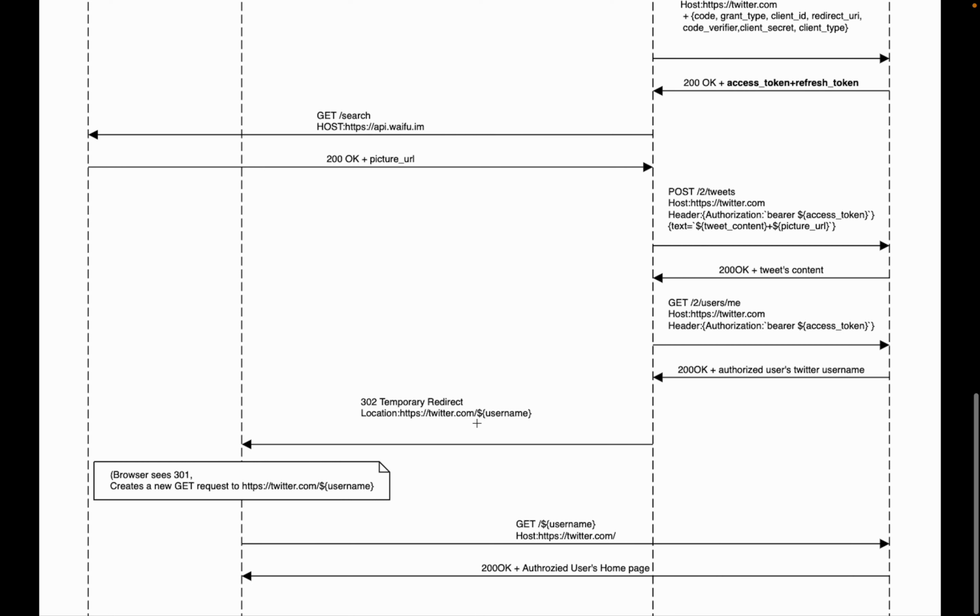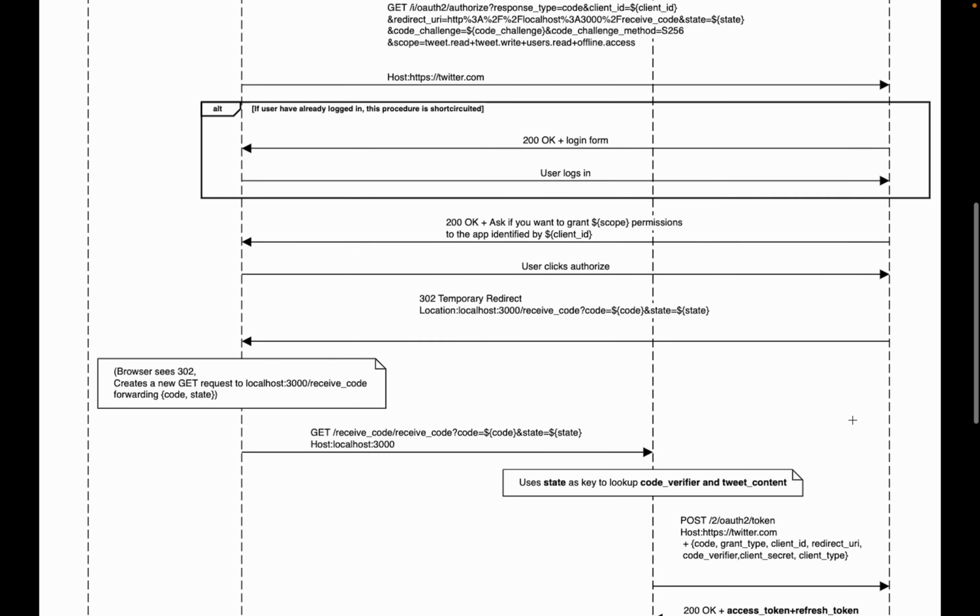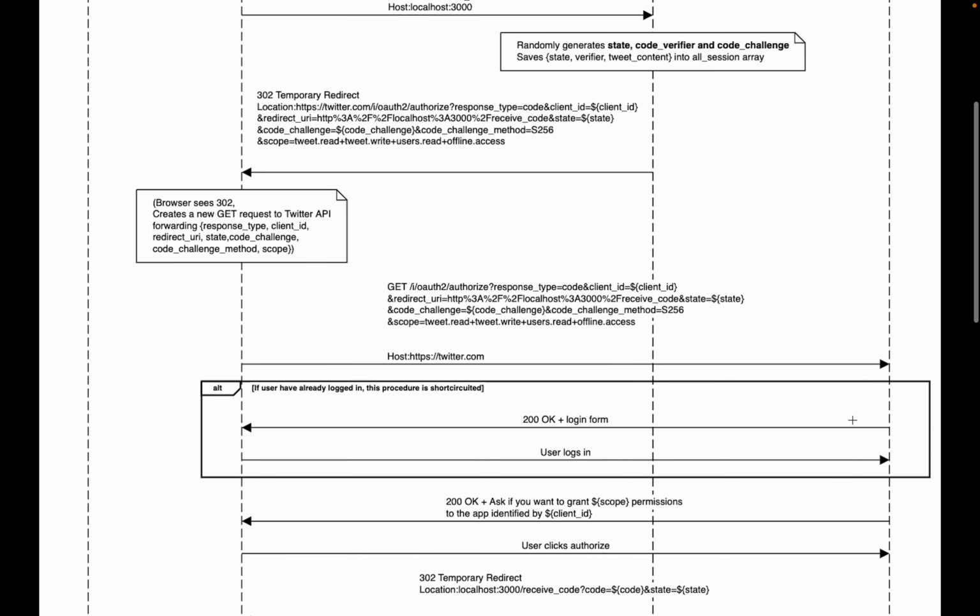As the browser sees this 302, this is a typo. It shouldn't be 301, it's 302. The browser will create a GET request to this homepage, and the Twitter API will send back 200 OK plus the authorized user's homepage. And this is all about the sequence diagram. Next, I'm going to go through the code.